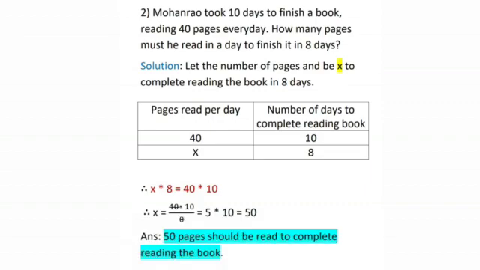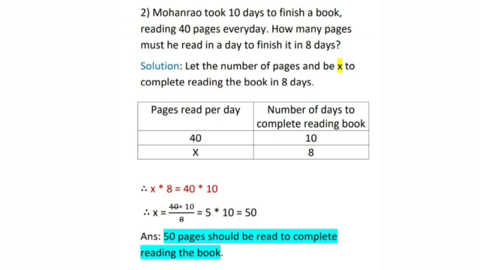Now the second sum. Mohan Rao took 10 days to finish a book reading 40 pages every day. How many pages must he read in a day to finish it in 8 days? Now children, Mohan Rao read 40 pages per day to complete reading the book in 10 days. And we have to find out how many pages per day he must read to complete the reading in 8 days. So let the number of pages read be X to complete reading the book in 8 days. Therefore, X into 8 is equal to 40 into 10. Therefore, X is equal to 40 into 10 upon 8.